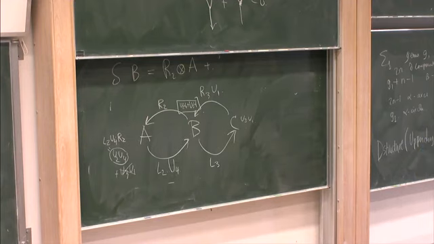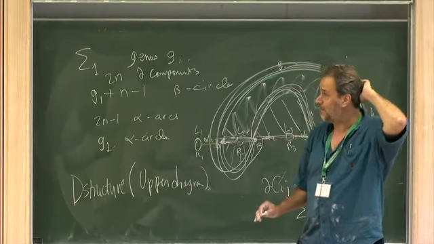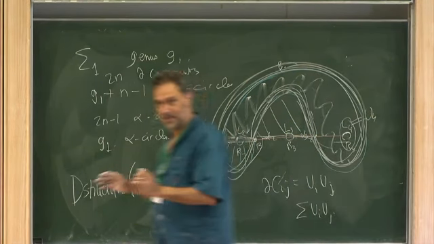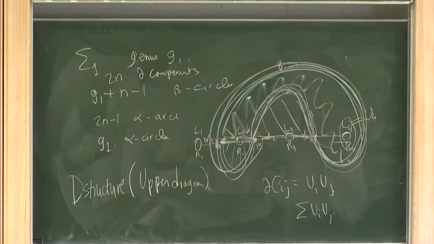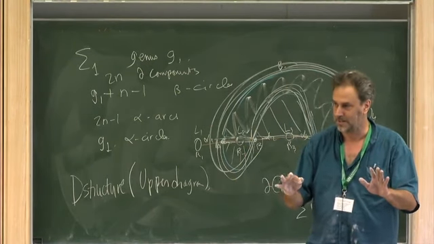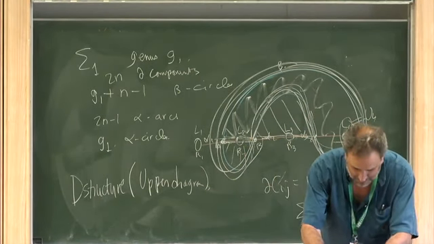Okay, so let me now sketch the construction of the type A module in my remaining 1 minute, and then I'll prove the pairing theorem, unless there are questions. Any questions? Okay.